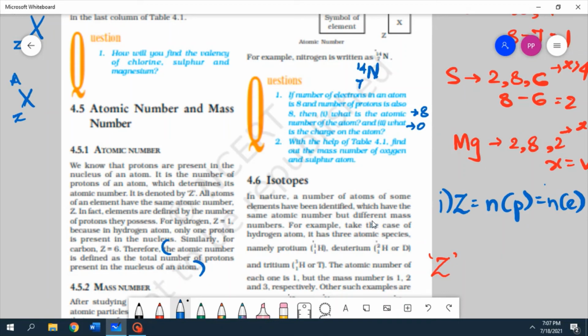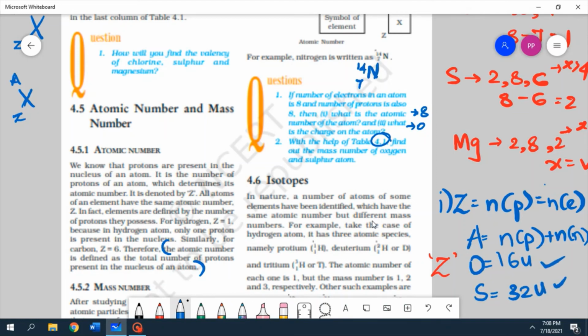Find out the mass number of oxygen and sulfur atom. So the mass number is the sum of the protons and the neutrons, and in the table that they gave here in Table 4.1, it should say that the mass number of oxygen is 16 U and sulfur is 32 U. Alright, this should be the answer. You can go back and check in the table.